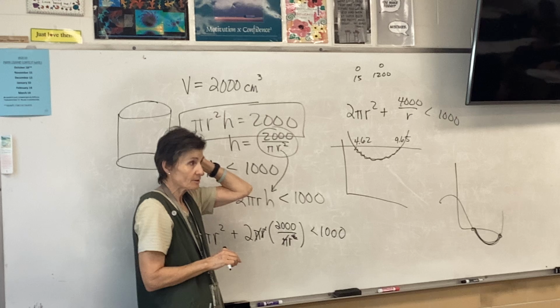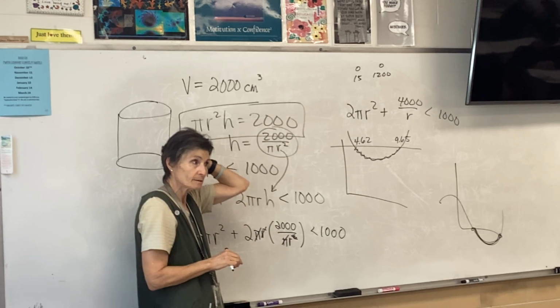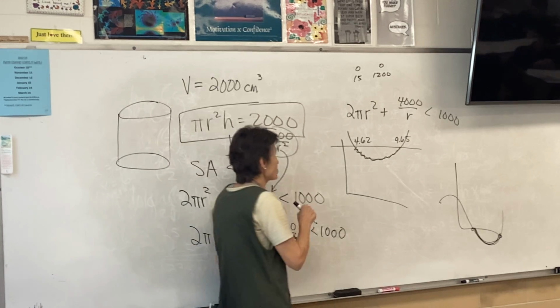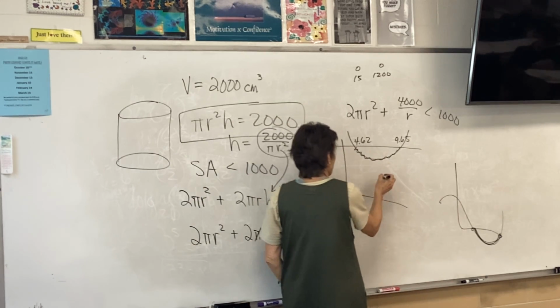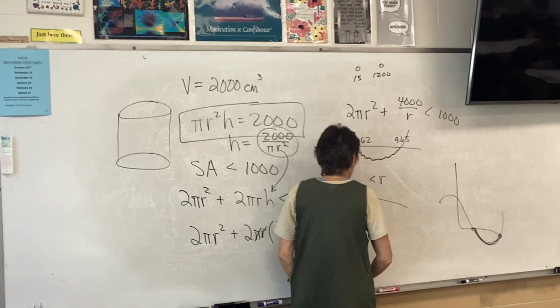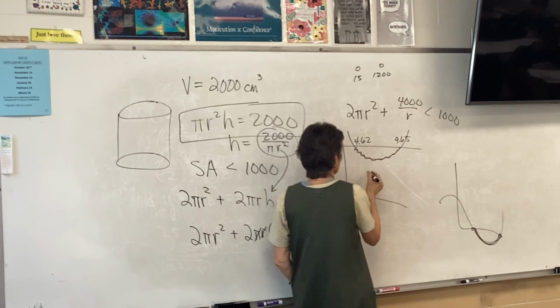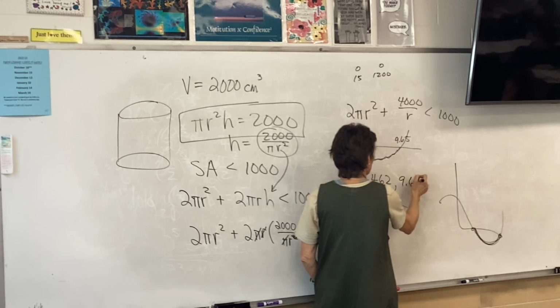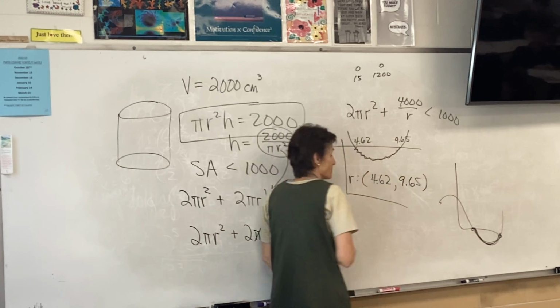Is anybody to the point of getting answers? Was right? Perfect. So my radius values would be between 4.62 and 9.65. These are my radius values.